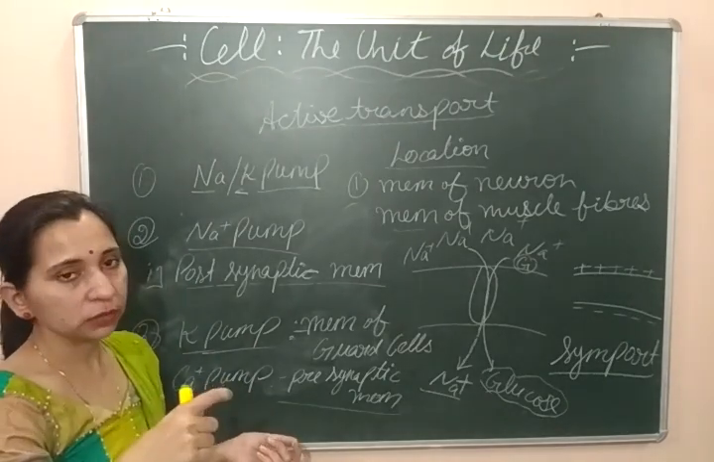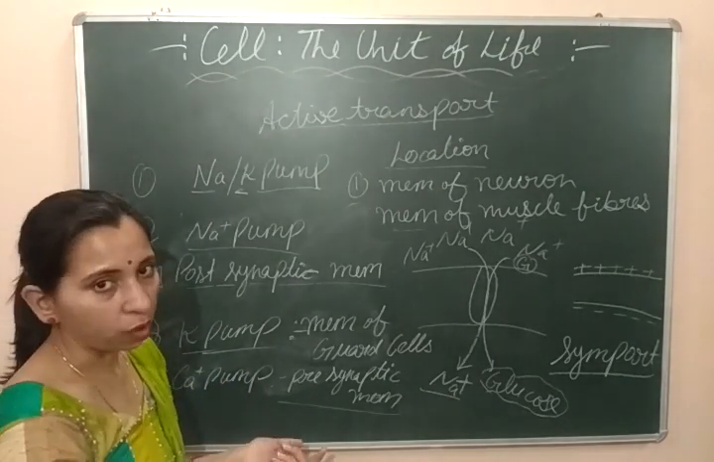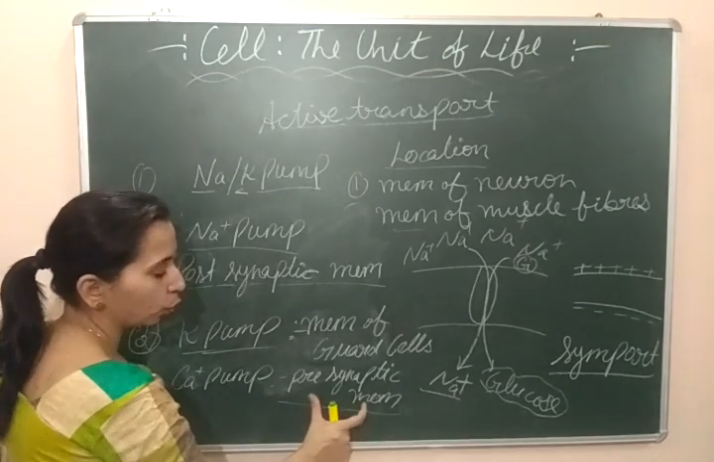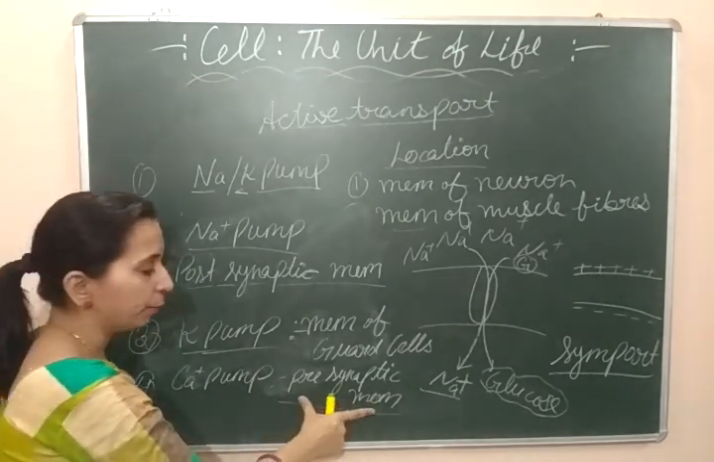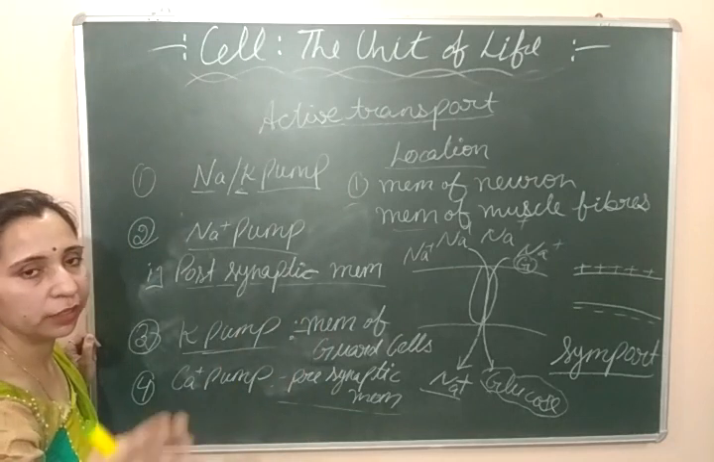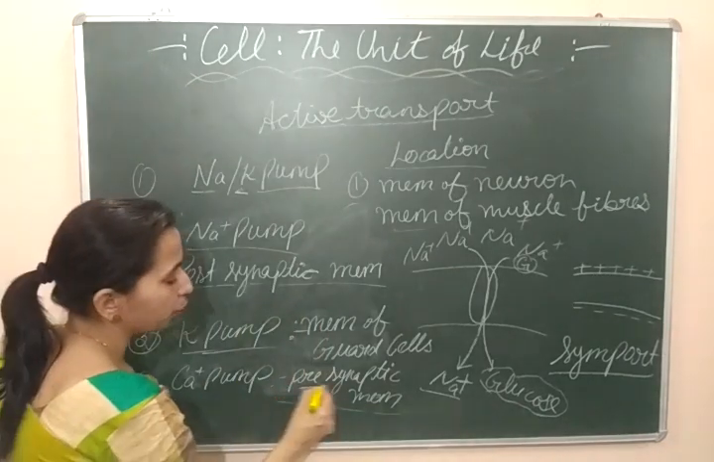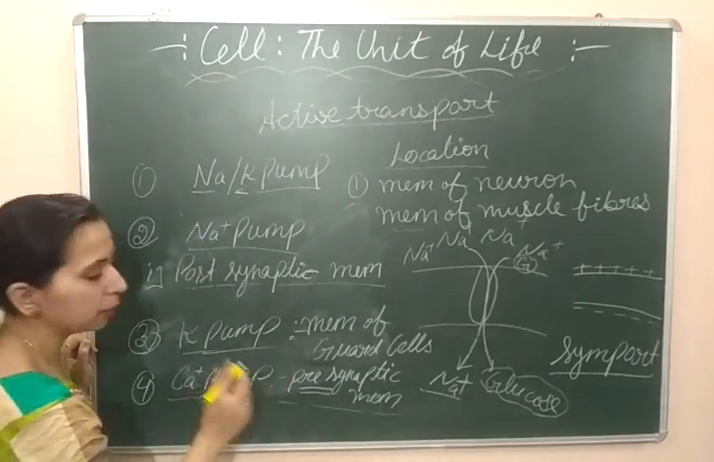At the end of the axons, synaptic vesicles are formed. So this is the site where synaptic vesicles are formed, the presynaptic membrane, which remains in connection with dendrites. So at the site of the presynaptic membrane, calcium pumps are present.